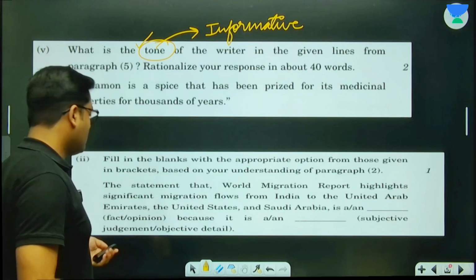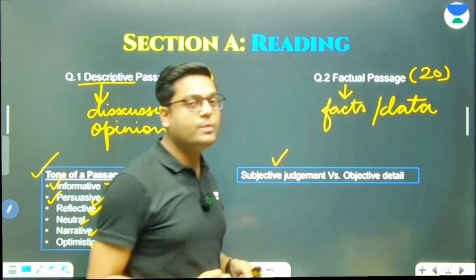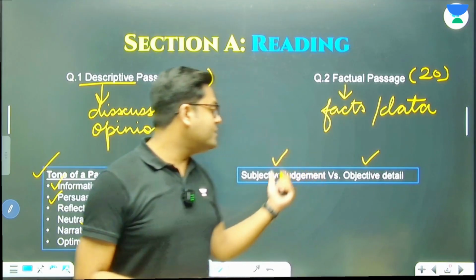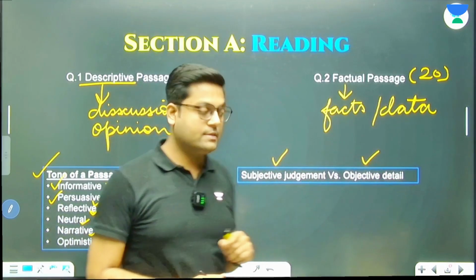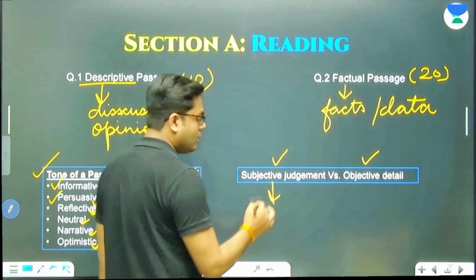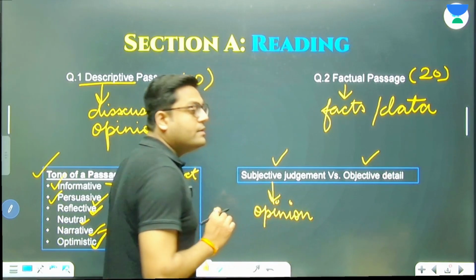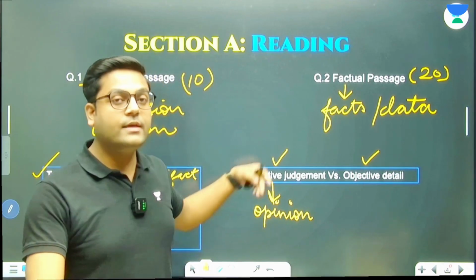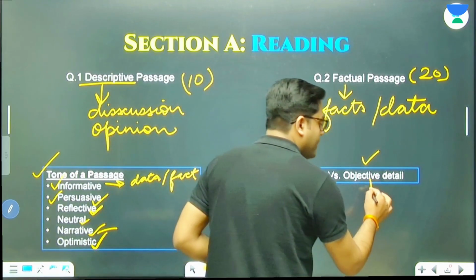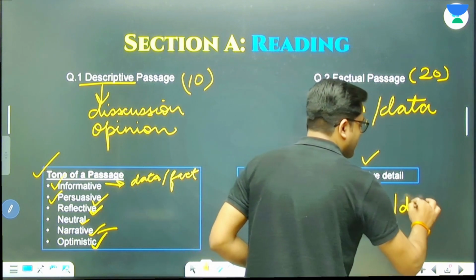All right. Now another type of question which is asked to you is whether a statement is a subjective judgment or an objective detail. So first of all, we need to understand what subjective judgment versus objective detail is. When we talk about subjective judgment, it is nothing but something based on opinion. If the writer of the passage has shared his opinion about something, that is going to be your subjective judgment. Objective detail is going to be based off of facts or some important data.